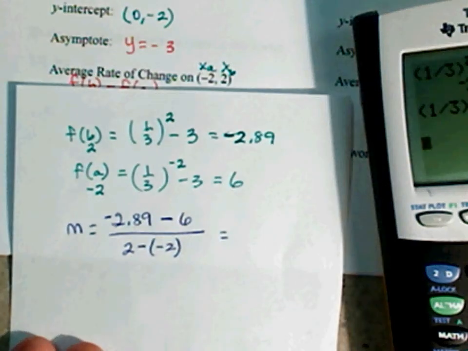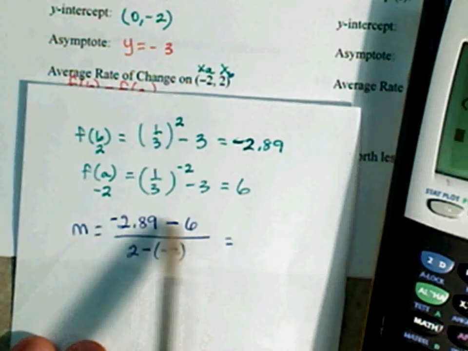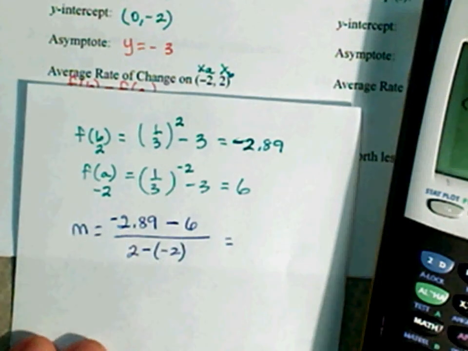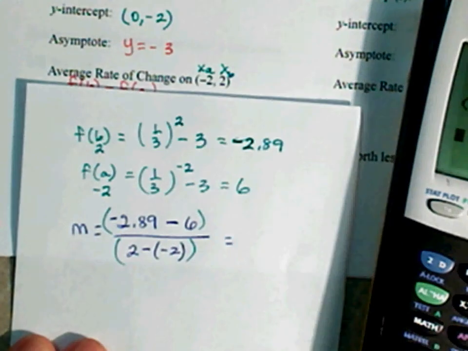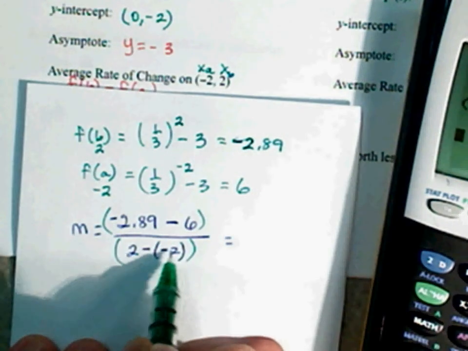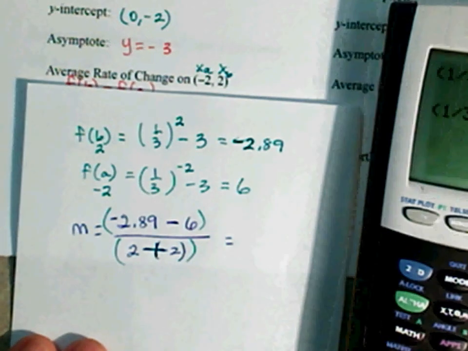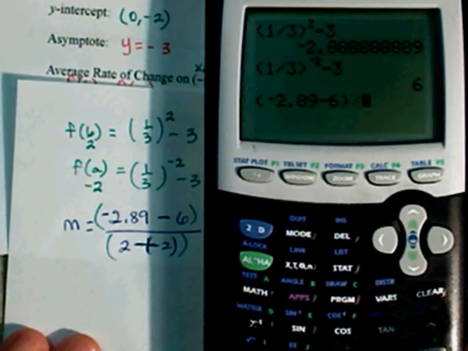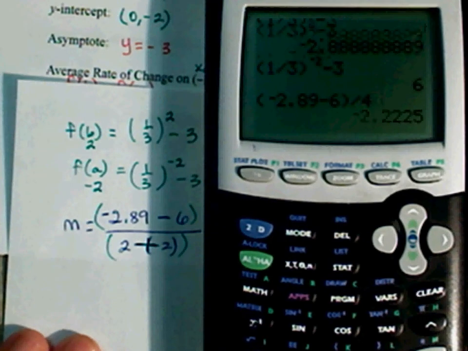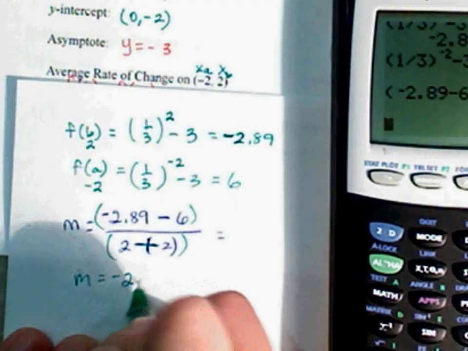And if you forget how to do it, remember if you have a division, you've got 2 things going on, you can do all this in one step if you just put parentheses around these guys, okay? All right, but you also know that 2 minus negative 2 is the same thing as 2 plus 2, correct? So type it in: negative 2.89 minus 6 in parentheses, divided by, what is 2 plus 2? 4. And so the rate of change is negative 2.22. And there is your rate of change.